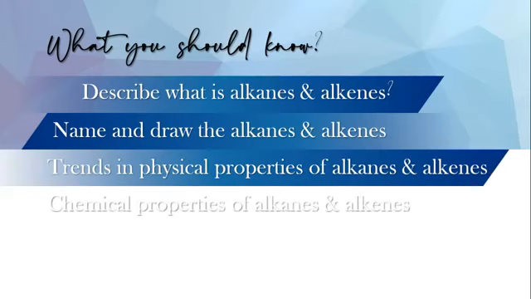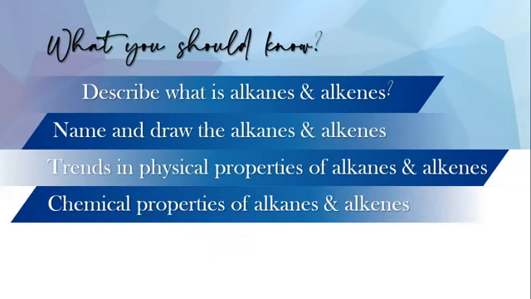State the trends in physical properties of alkanes and alkenes, including melting point, boiling point, density, physical states at room temperature, and so on. How those properties vary in alkanes and alkenes. And finally, you should be able to describe the chemical properties of alkanes and alkenes. So basically, these are the main four important points that we will be covering today.